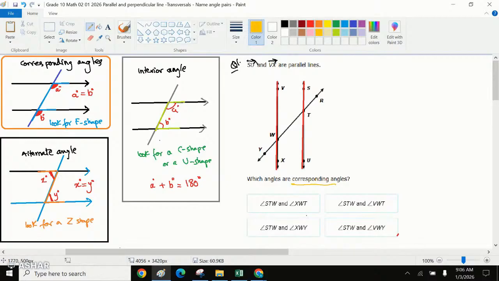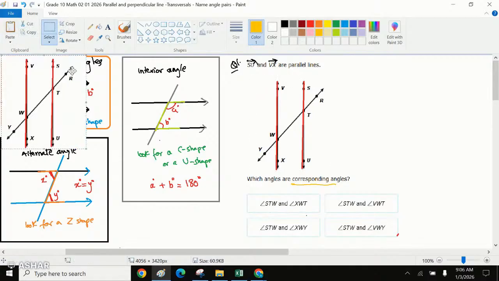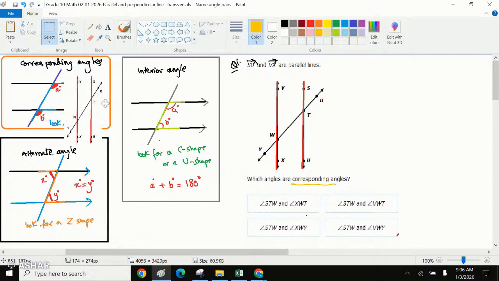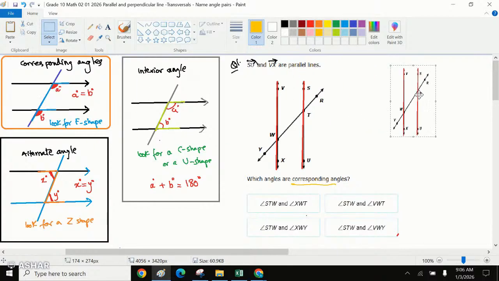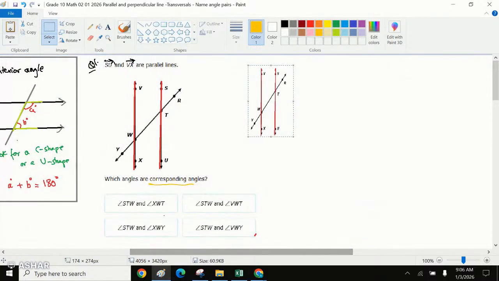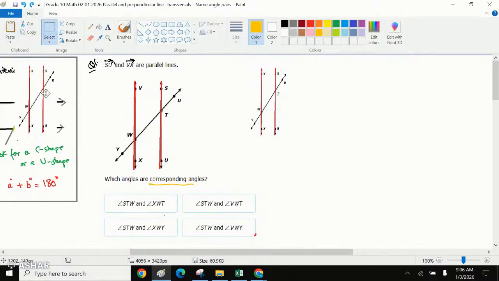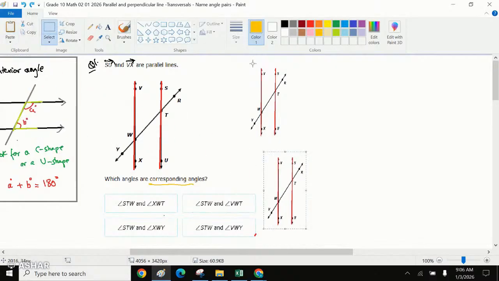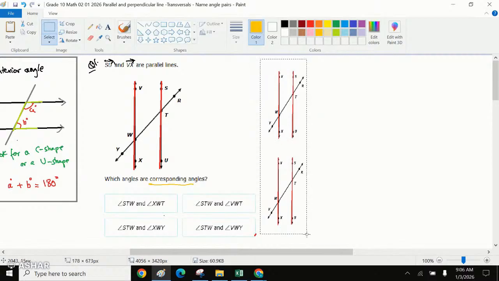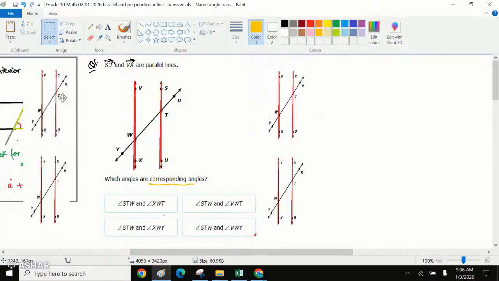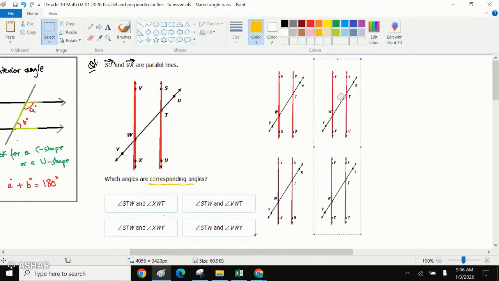I'll just make a few copies of this so that we can do it on the side. Let's make at least 3 to 4 copies because we have to do 4 of these, right? Copy paste, and copy paste again. Okay, we'll look at all these 4 possibilities.